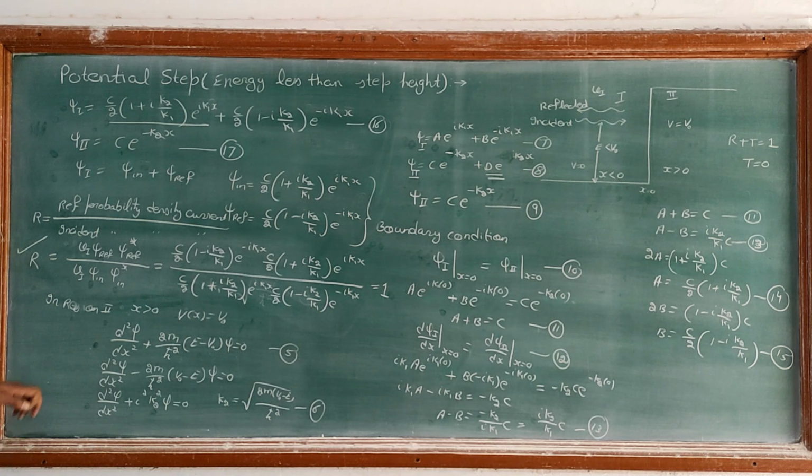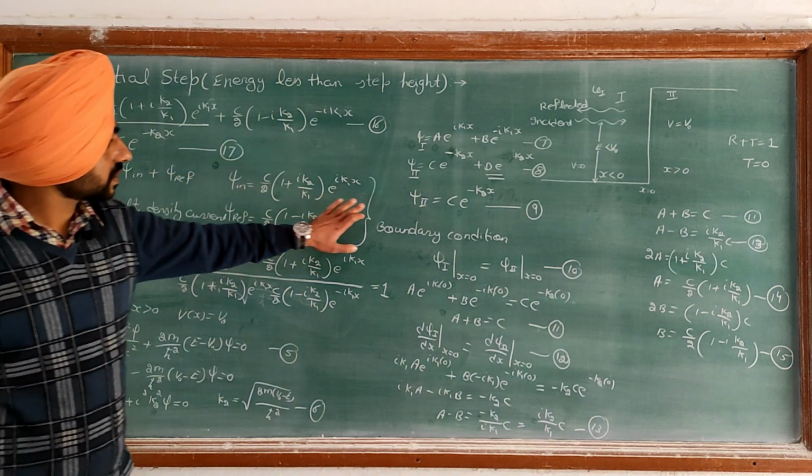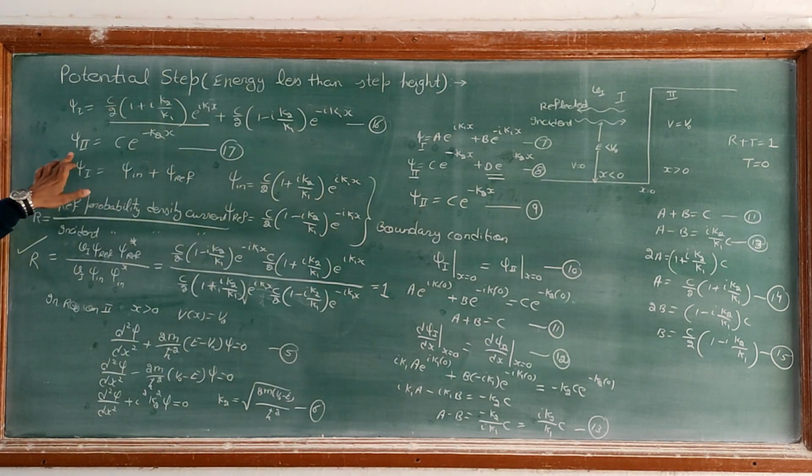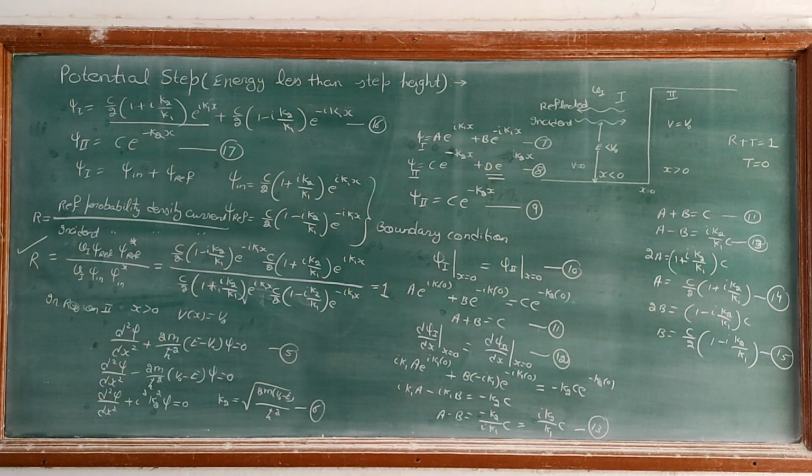But the wave function psi 2, you can see in expression 17 or in expression 9, is not 0. It is c exponential minus k2x. It means that there is a finite probability of finding the particle in the classically forbidden region. Classically forbidden region means region 2, x greater than 0.